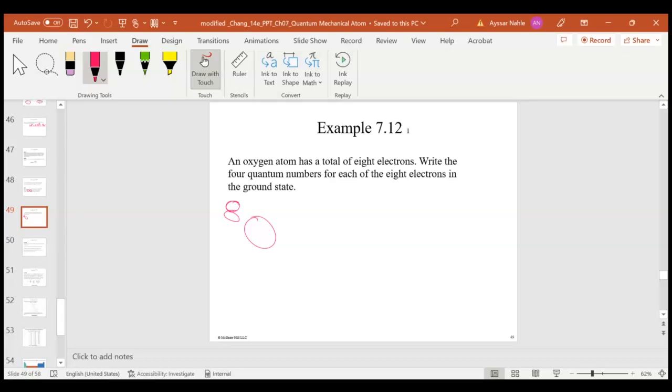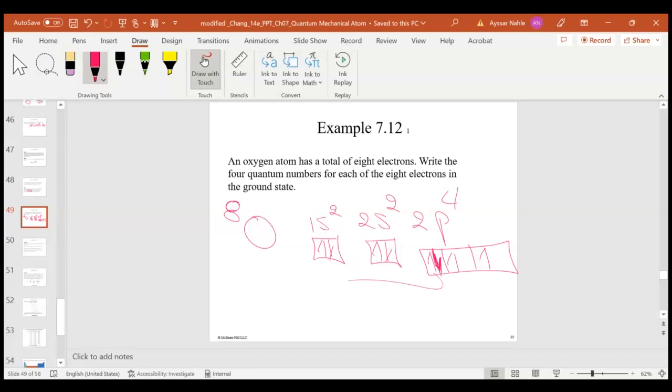All right. So this will be what? 1s2, 2s2, 2p4. Here we're having 2 electrons, right? This will have an orbital diagram, and this will be what? 1, 2, 3, 1, 2, 3, 4. Let's find the 4 quantum numbers for this one.